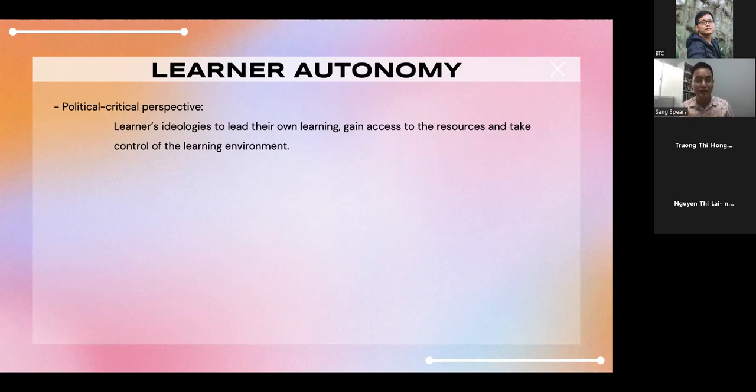They have a clear understanding of how to gain access to the learning resources around them, and how they can take control of the learning environment. For example, you create an environment full of books for your students to get immersed in. They become autonomous when they know how to select books suitable for their own interest and language level. When they are able to take control of the learning environment and the resources, they are able to conduct interaction in that kind of environment. Their political critical perspective of learner autonomy would be enhanced, and their ideology of how to learn, what to learn, and when to learn would heighten as well. So this is another perspective through which learner autonomy has been defined.